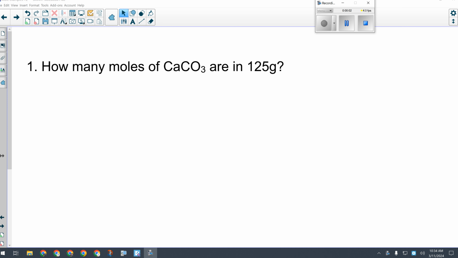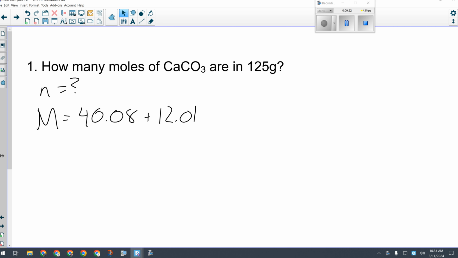Okay, so if we're looking for how many moles, what part of the mole equation is it asking me to solve for? N, right. Okay, so N is our question mark. They tell us that this is calcium carbonate, which will help me get my molar mass. So that'll be 40.08, that's my calcium, plus 1 carbon, 12.01, plus 3 oxygens, 16 times 3, 52.09 plus 48, 100.09.